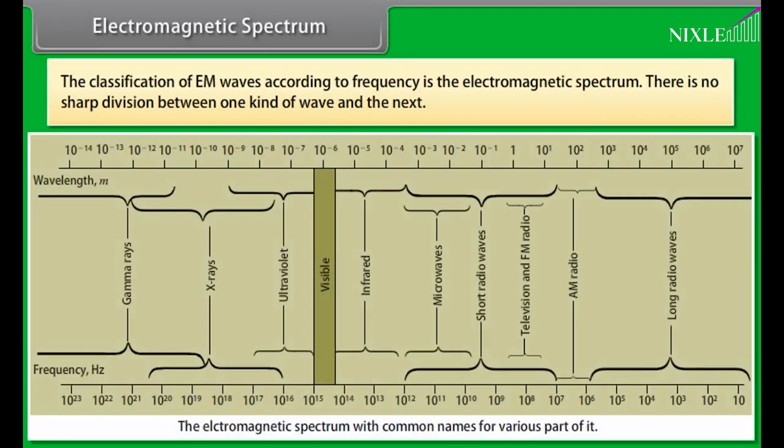N. Electromagnetic spectrum. The classification of EM waves according to frequency is the electromagnetic spectrum. There is no sharp division between one kind of wave and the next. The classification is based on how the waves are produced or detected. Let us describe these different types of electromagnetic waves in order of decreasing wavelengths.